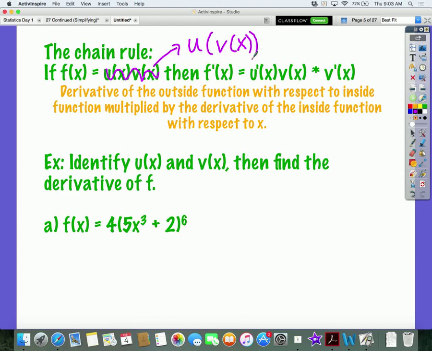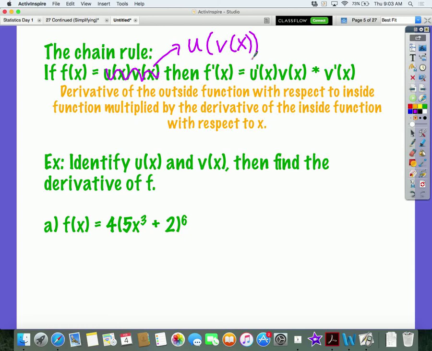It says that if f of x equals u of v of x, so there's basically the composite function, f of g of x, then the derivative is the derivative of the outside function with respect to the inside function, multiplied by the derivative of the inside function with respect to x, or whatever variable they're using. Okay? After you guys get this down, we'll jump in and see how the derivative is done. We'll do a few together, and then you'll try some on your own.